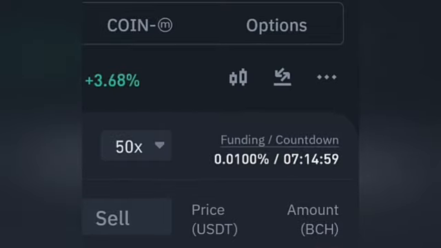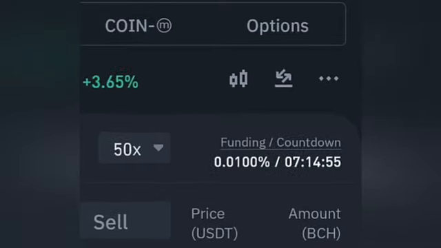Now, what the countdown means is that there are 3 times at which you pay fees in a day. Understand? Now, since you are in Nigeria, the 3 times are 1 a.m. in the morning, 9 a.m. in the morning, and 5 p.m. in the evening. So these 3 times are the 3 times at which you would be either funded or deducted in fees. Understand? So when you are trading Binance futures, you pay fees or the fees get paid to you.